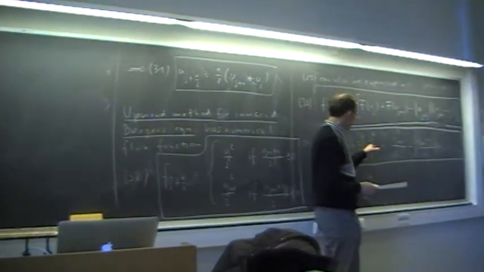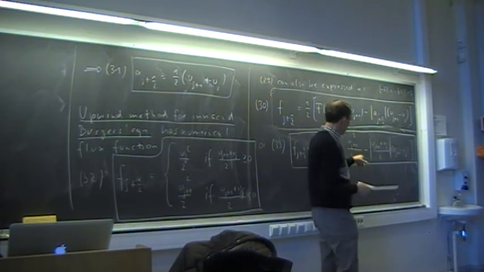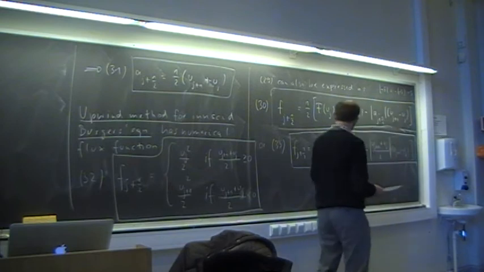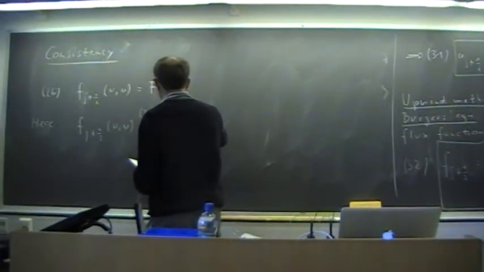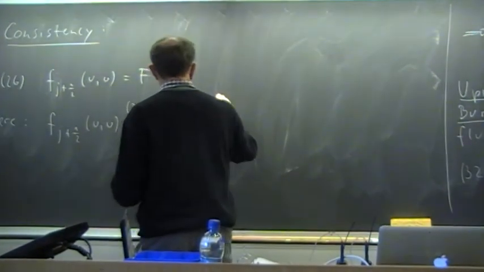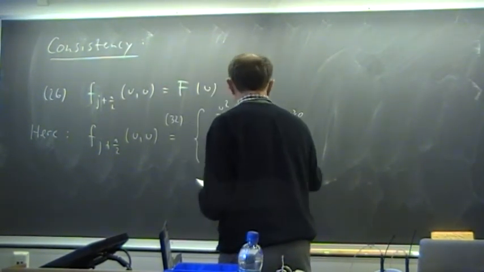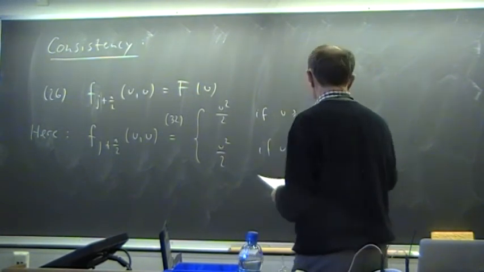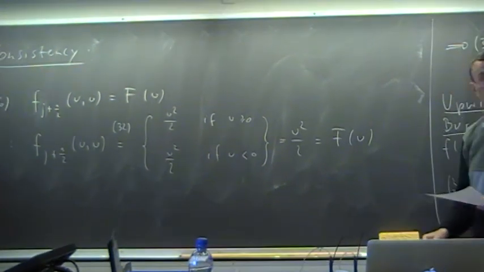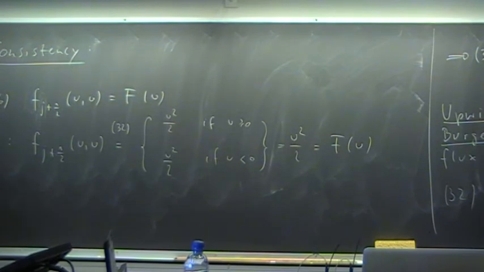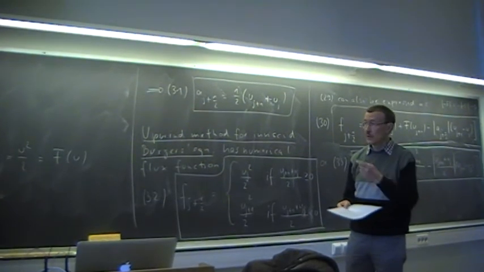And also here, if we plug in for u_j and u_{j+1} u, we get u squared over 2 here, here, and if this is equal, it cancels. So we get u squared over 2 whatever we do. We get u squared over 2 if u is positive, and we get u squared over 2 if u is negative. So independent of what we do, we get u squared over 2, and this is indeed our flux function of u. So that means our flux for the upwind method is consistent. So that's the check.